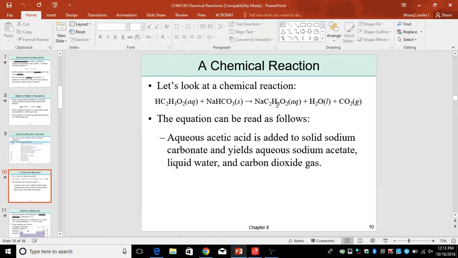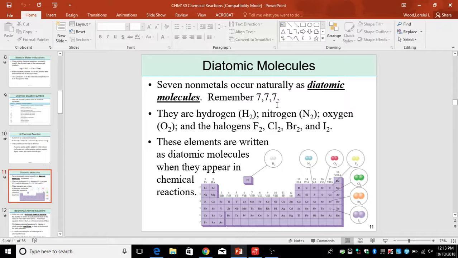Part of your homework assignment is going to be taking words and translating those into symbols using your knowledge of nomenclature, then balancing the equation and telling me the type of reaction that it is. So you're going to have to use all these skills in composite in the next homework assignment.